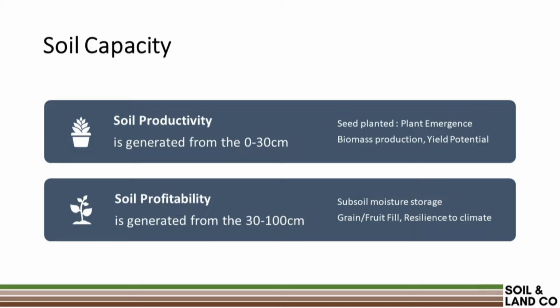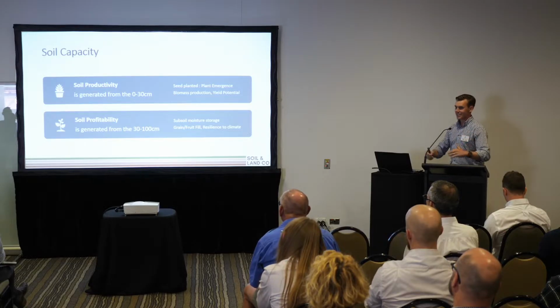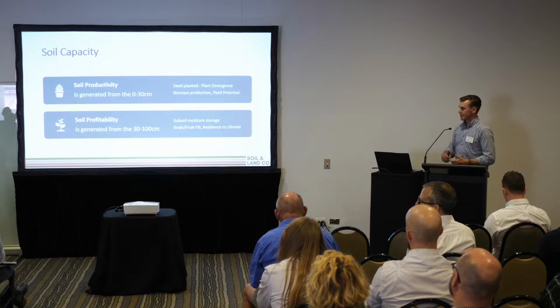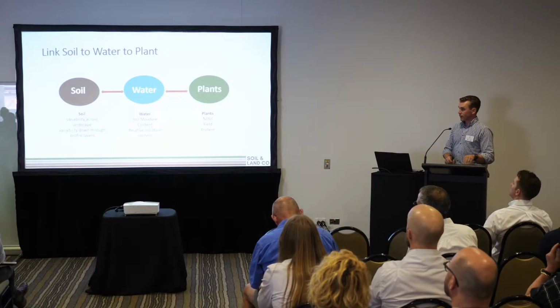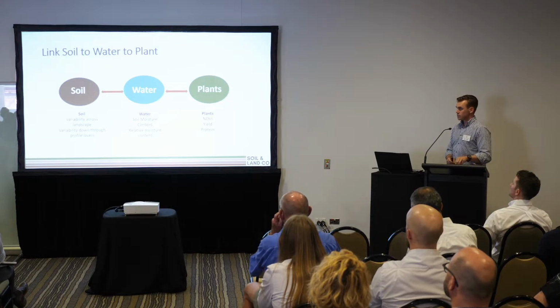And then if I speak to a farmer and say, righto, we're just falling short on the profitability of some of these fields, we need to start digging deeper and look at those next layers down. So for me, a generalisation, but that's 30 to 100 centimetres. That's driven by subsoil moisture. It has the biggest driving factor on your grain or fruit yield and your resilience to climate, essentially. Like I say, gross generalisation, but breaking it down is trying to work out what is holding our system back. Is it a productivity or a profitability limitation? So critically, and in basic terms, we're trying to link soil to water to plants.